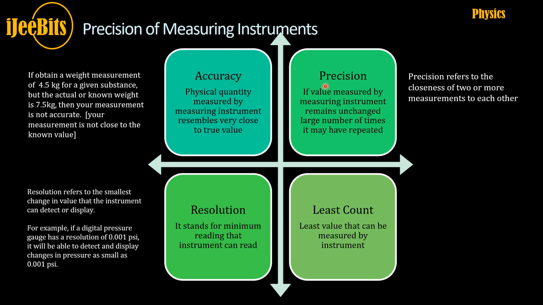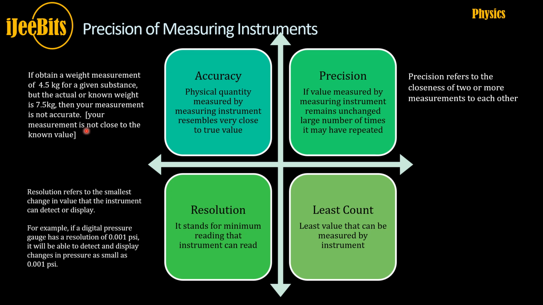Now look at precision. What is meant by precision? If the value measured by the measuring instrument remains unchanged a large number of times, it may have repeated. So let's say you are doing this measurement repeatedly. If you are able to get a consistently same outcome in all your experimental measurements, then you can say your instrument is giving a precise value. Precision and accuracy are both different. You have to be clear on that.